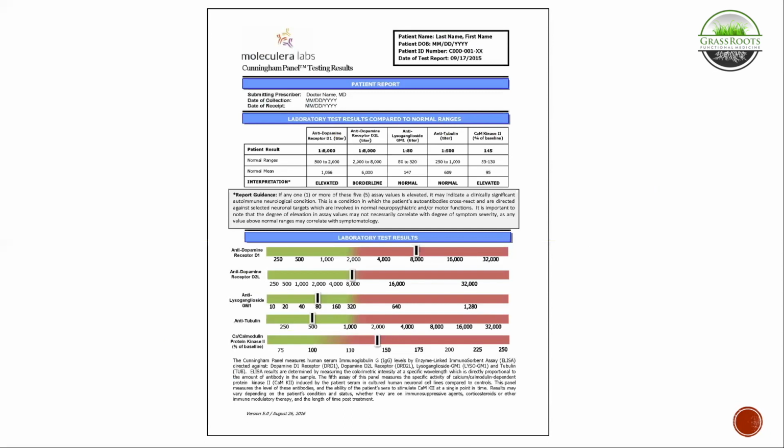And there's another test that recently came out from Vibrant Labs called the Neural Zoomer, and that has some other markers on it to help you understand if there's an autoimmune encephalitis component going on, and the test is a little bit more affordable. But the Cunningham panel is kind of the gold standard right now. It's a great test and very helpful when making a diagnosis.